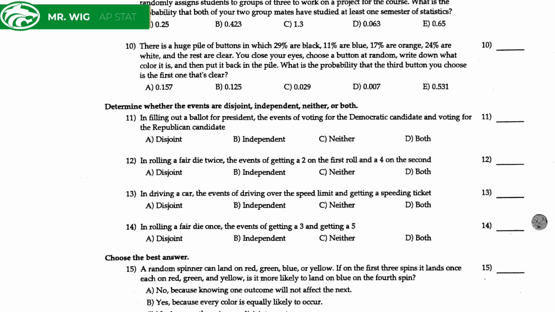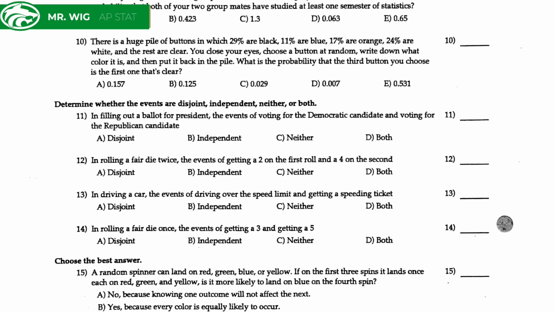Let's look at number 10. Number 10, you have a huge pile of buttons. 29% are black, 11% are blue, 17% are orange, 24% are white, and the rest are clear. It's going to ask me, the third button that I choose is the first one that's clear. That means I have 1, 2, 3 buttons. They tell us that you are putting it back in the pile. Why is that important? Because that means that every time I make a selection, the probabilities remain exactly the same. It's independence. That's what it's describing.